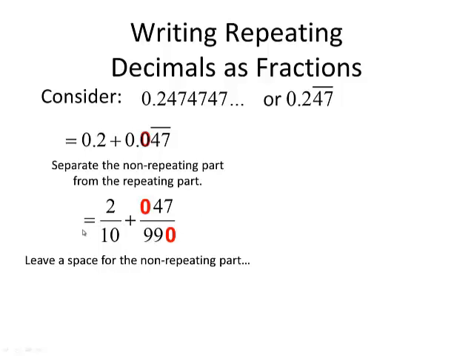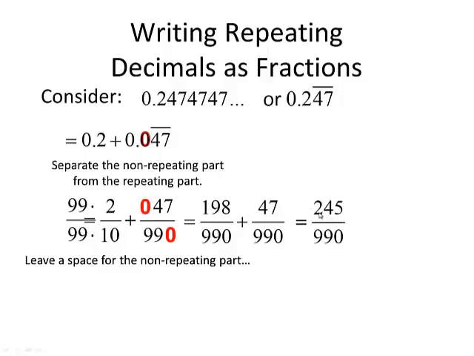Well, in order to add these together, I need a common denominator, and that would be 990. So I multiply the numerator and denominator of the 2/10 by 99. I get 990. And 99 times 2 is 198. Now I have a common denominator. Add my numerators. I get 245. 245 over 990, that reduces by 5, and that's 49 over 198.